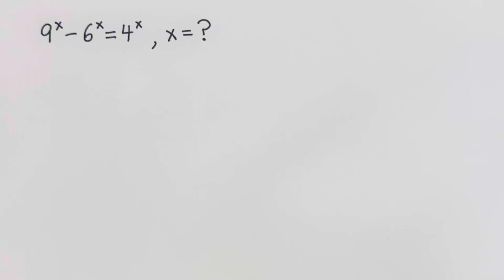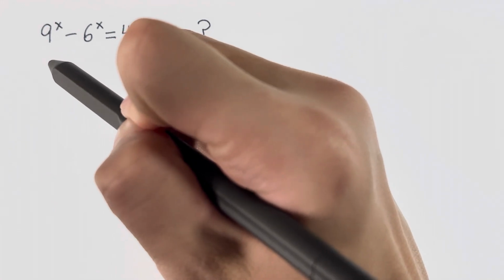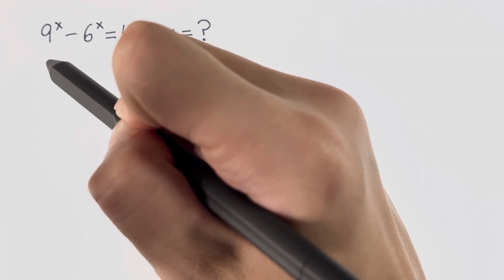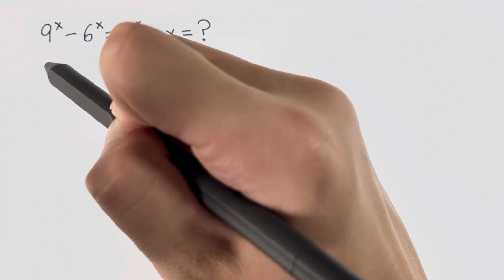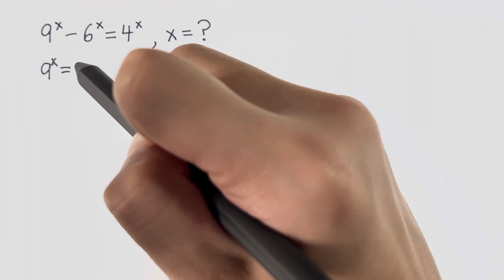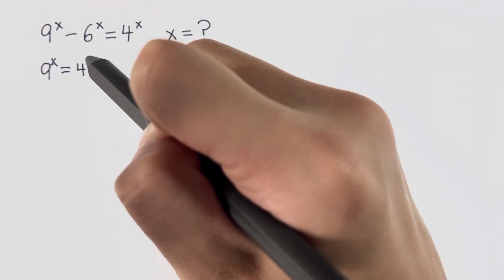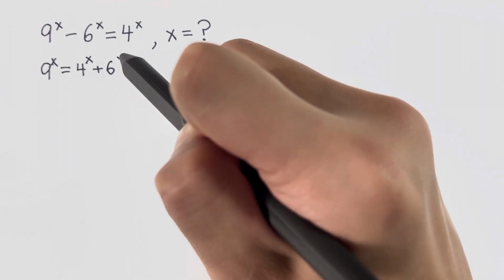In this problem, we're given that 9 to the power of x minus 6 to the power of x equals 4 to the power of x. What's the value of x? To start, we can first move 6 to the power of x to the right side to remove the minus. So 9 to the power of x equals 4 to the power of x plus 6 to the power of x.